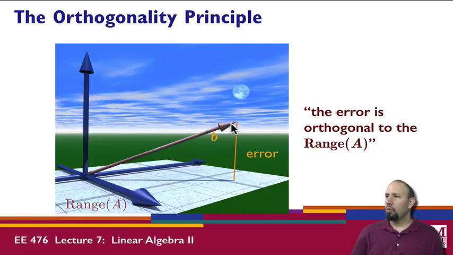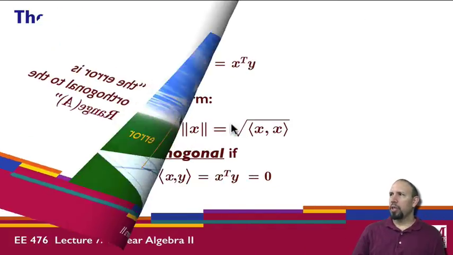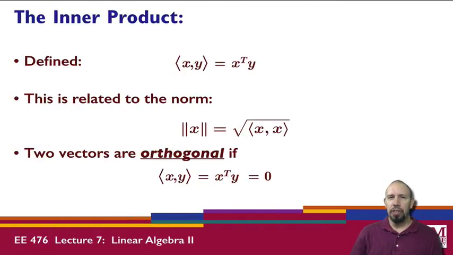Okay, so this is what we're actually going to show as we go through here. So how do we talk about that? Well, we've already defined the inner product of x and y, and we saw that this inner product is related to the norm this way. And we can define orthogonal: two vectors are orthogonal if their inner product is 0. Then the two vectors are orthogonal to one another.